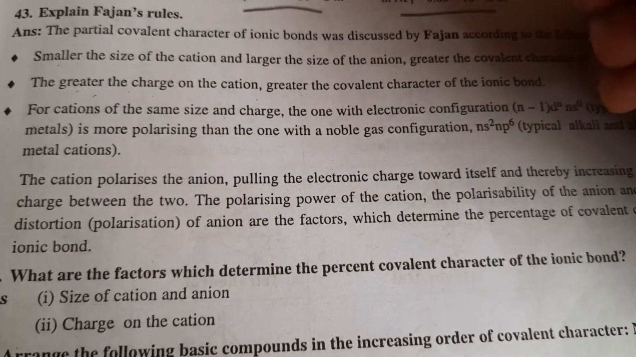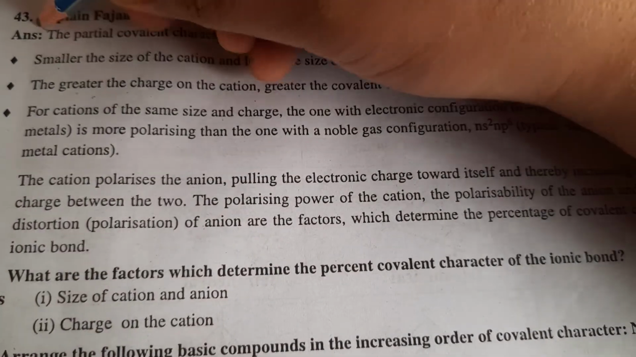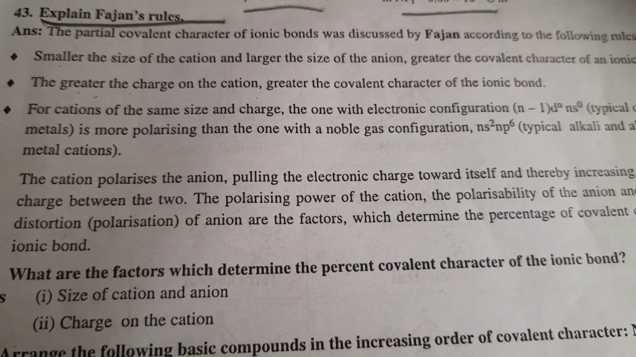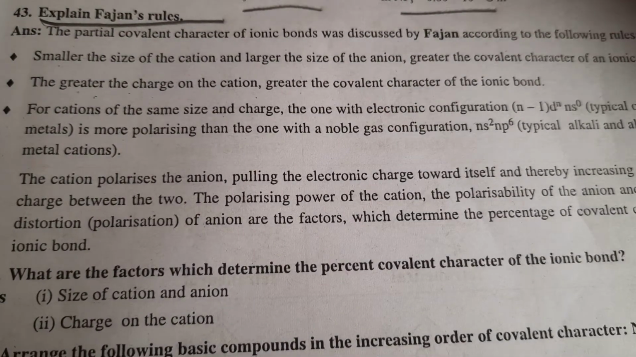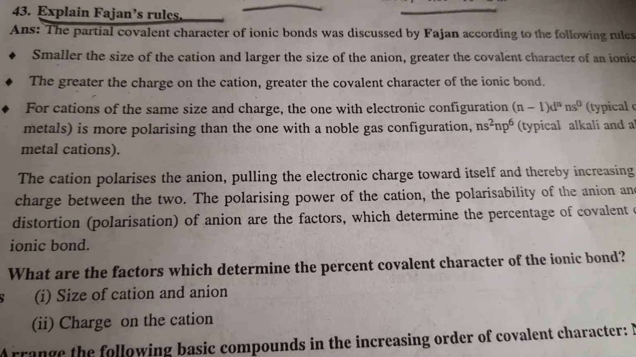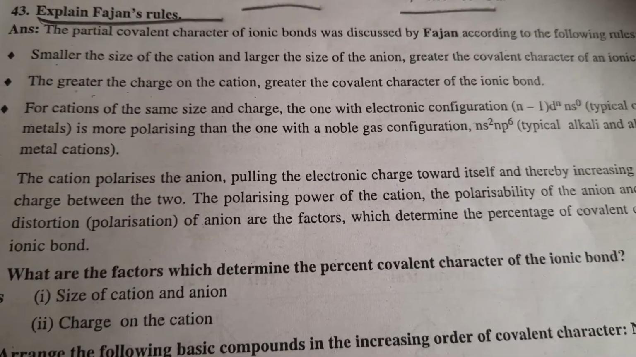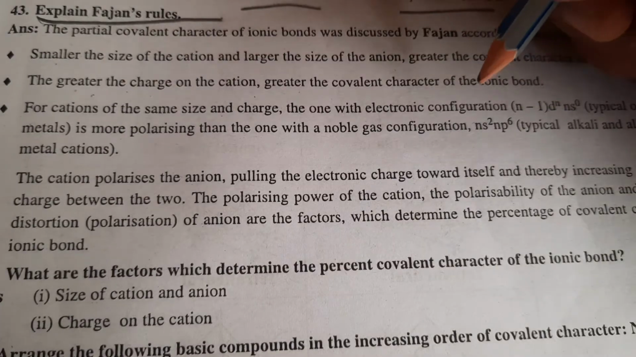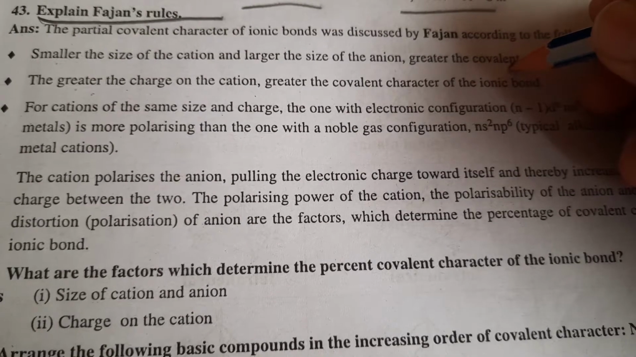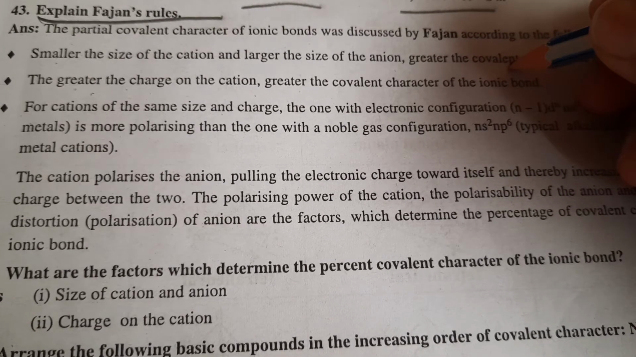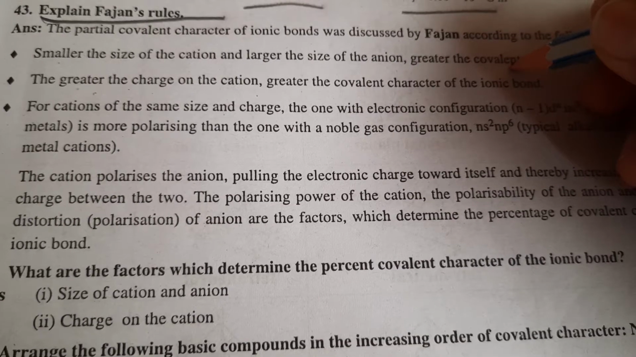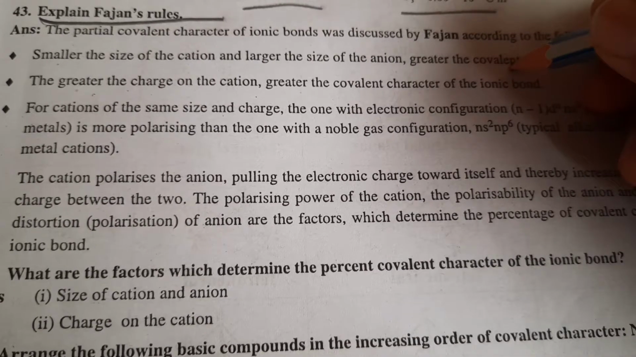Okay, in our last class, we discussed Fajan's rule. According to its postulates, covalent character is introduced in ionic compounds. We discussed the cation as well as the anion. We concluded that the smaller the cation, the larger the anion, and the more the charge on them, the more will be the covalent character than the ionic character.